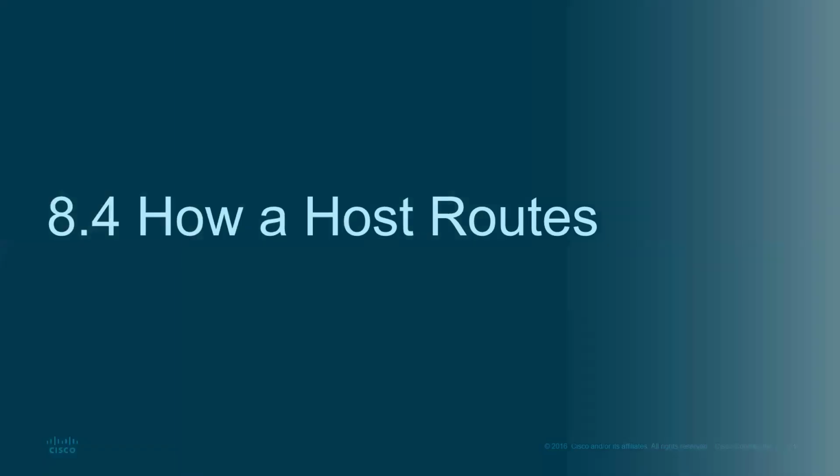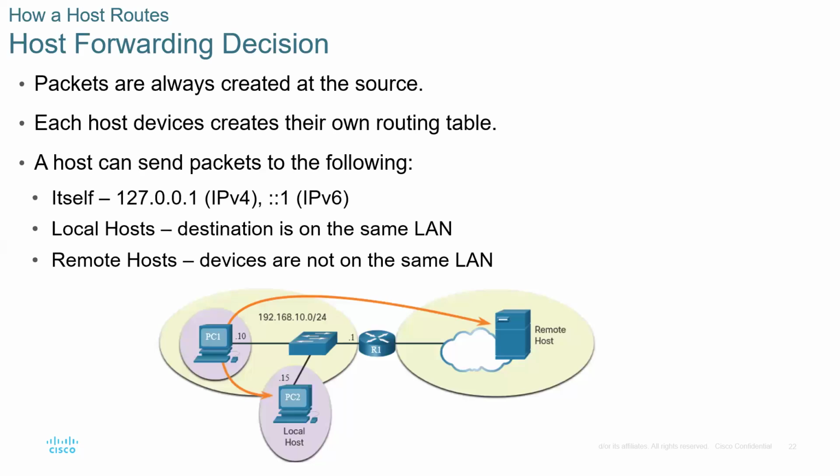All right, how a host routes. Packets are always created at the source. We know that each host device creates its own routing table. A host can send packets to the following: itself, localhost, remote host. So a device can send a packet to itself.